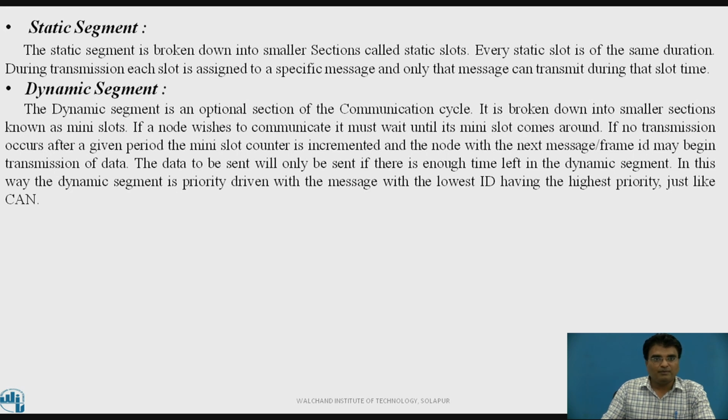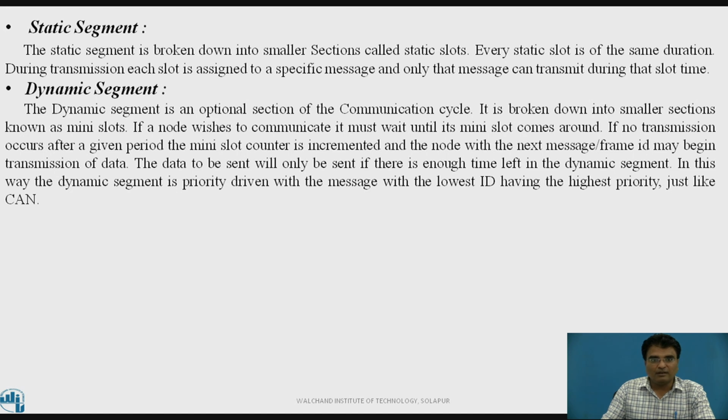Dynamic segment. The dynamic segment is an optional section of the communication cycle. It is broken down into smaller sections known as minislots. If a node wishes to communicate, it must wait until its minislot comes around. If no transmission occurs after a given period, the minislot counter is incremented, and the node with the next message or frame ID may begin transmission of data. The data will only be sent if there is enough time left in the dynamic segment.